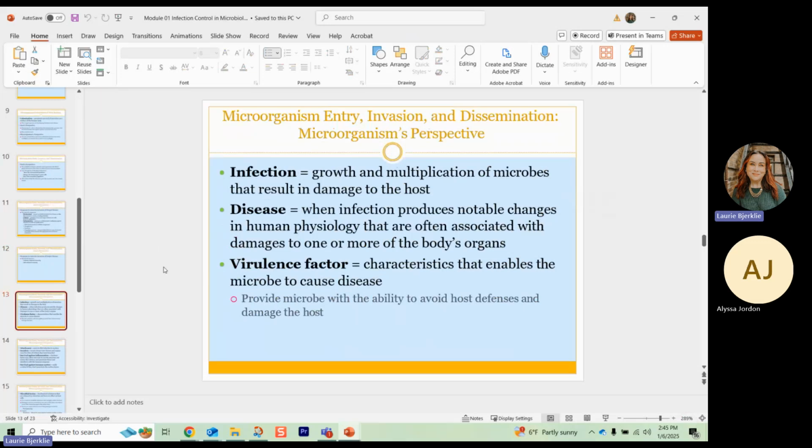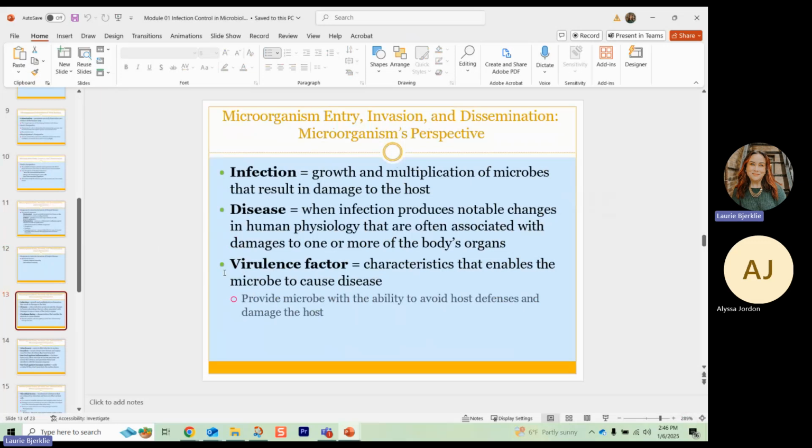So like an infection could be strep throat. You know, that is an infection of your throat area by a strep bacteria. That's just an infection. But there is ways that that bacteria can then go, and it's been known to affect the heart and cause rheumatic fever afterwards. That's now becoming a disease because now it's affected one of your organs. So that's showing how it can go from infection to disease when it causes noticeable changes in different organs of you. So that's kind of the difference there.